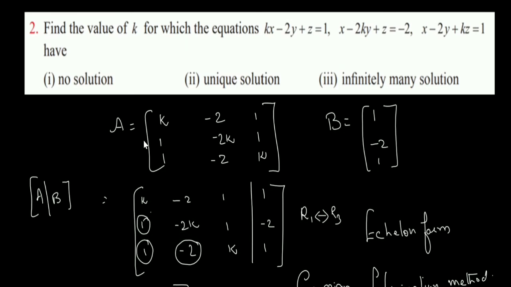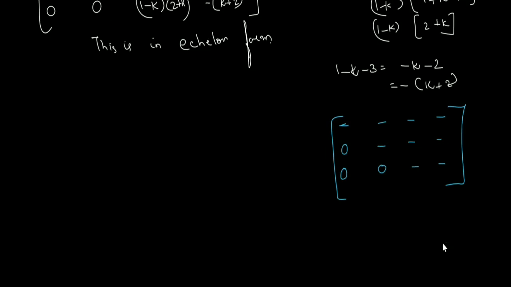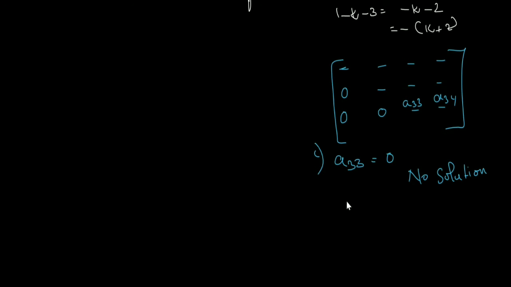The question is, find the value of k for which the equations have no solution, unique solution, infinitely many solutions. Now there are three cases. I will name this as A33 and this is A34. Now first case is if A33 is 0. If A33 is 0, then you will get no solution. If this is 0, then this is not 0. Then the condition is no solution.